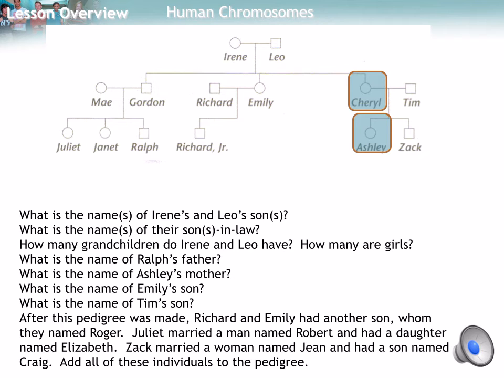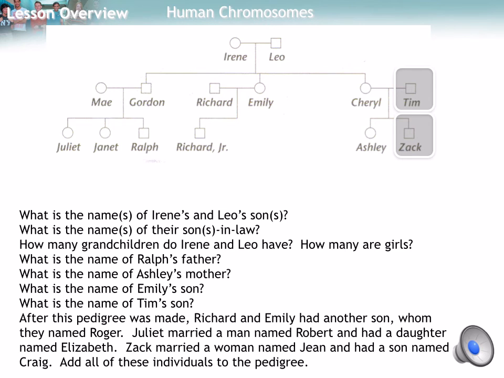It says, what is the name of Emily's son? Well, Emily is in the second generation, and she has a son, so we have to see the vertical line going up and down, and we see that her son is Richard Jr. What is the name of Tim's son? Well, Tim is in the second generation, and if we follow the vertical line, we see that Zach is going to be his son.